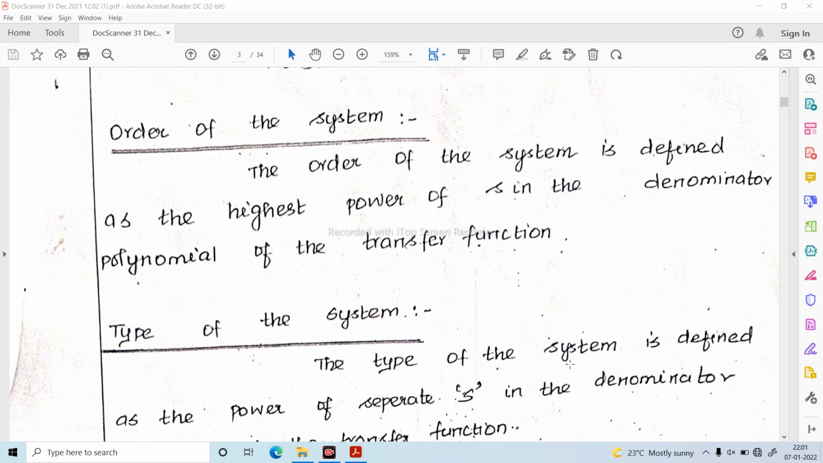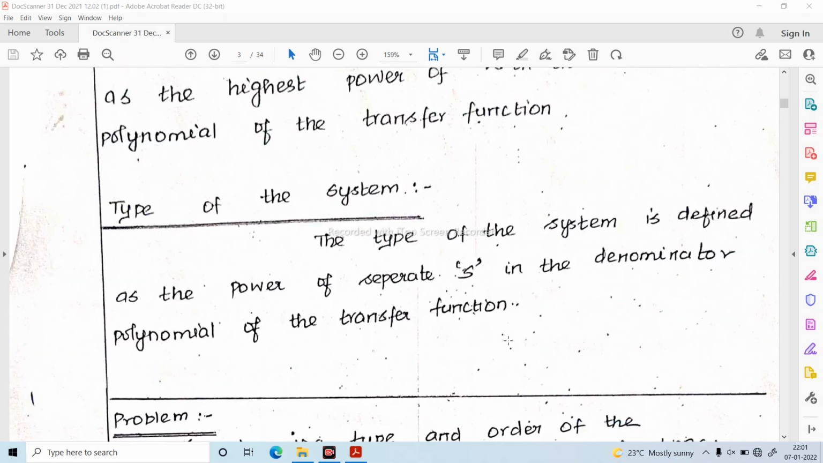So these are the standard signals available in the control system. Okay, these signals are used to find out the performance of the system. Next I am going to explain order and type of the system. What is the order of the system? Order of the system is defined as the highest power of s in the denominator polynomial of the transfer function.